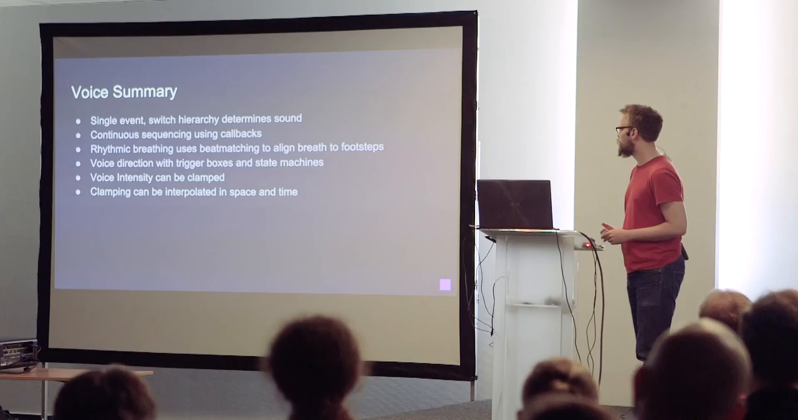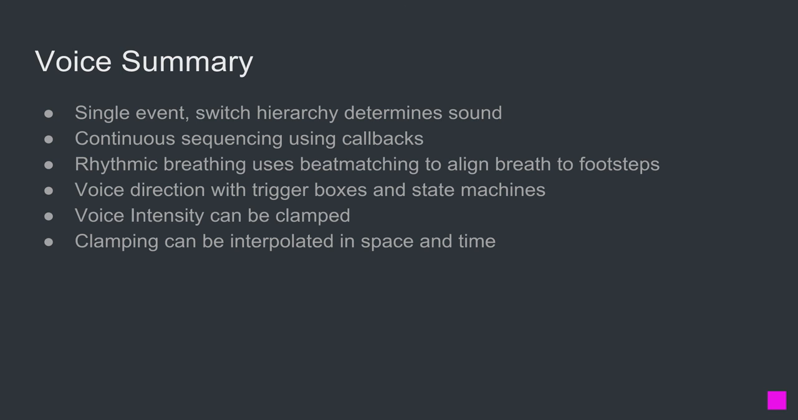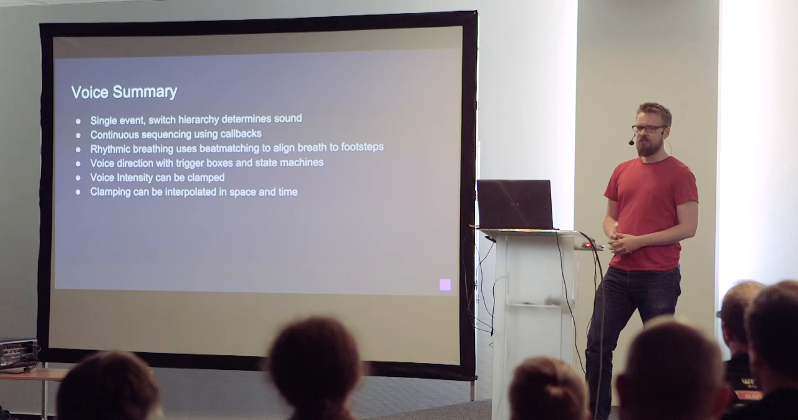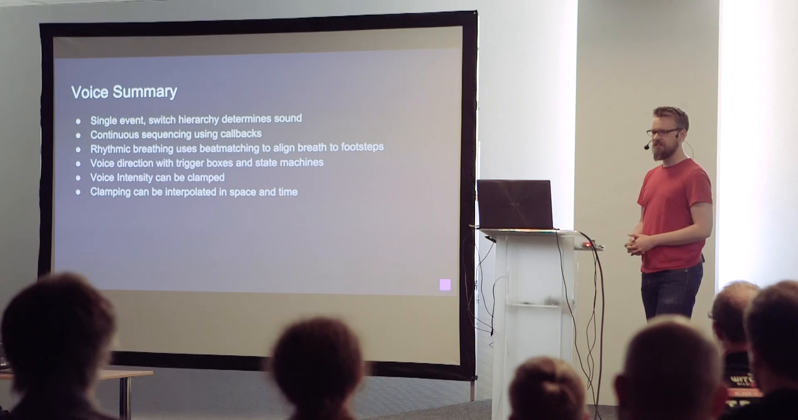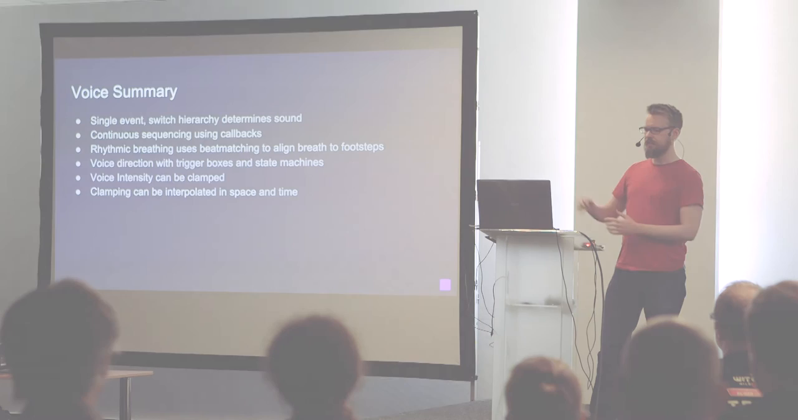Okay, so to summarize, we have one event, and we have this hierarchy of switches that determines which sounds to actually play. We have a continuous sequencer that uses callbacks to keep going, and we have rhythmic breathing that beat matches the breathing to footsteps. We can specify this voice direction with trigger boxes and state machines. We can control the intensity by clamping it, and we can interpolate that clamping to define something in time or over space.